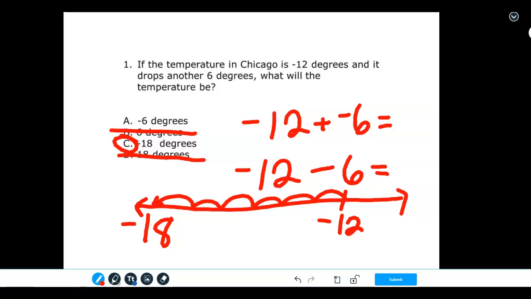Right, and you're starting all the way at negative 12. Even if you took 6 steps in the positive direction, you would still be at negative 6. You wouldn't cross into the positives. You'd have to take 18 from negative 12 to get to positive 6. Right. Okay, any questions on this? No, ma'am.